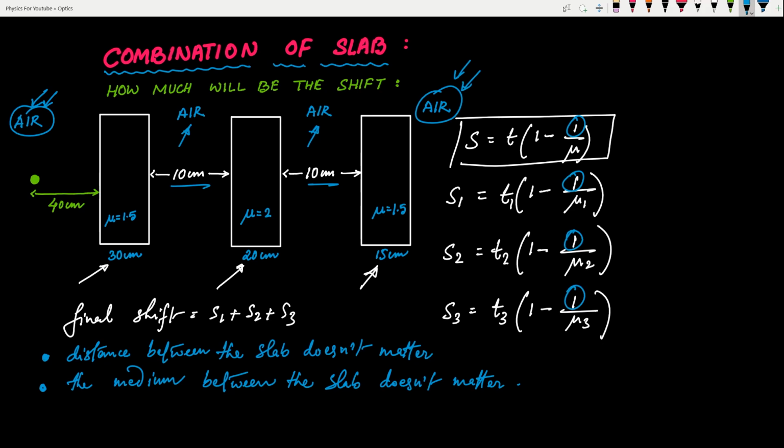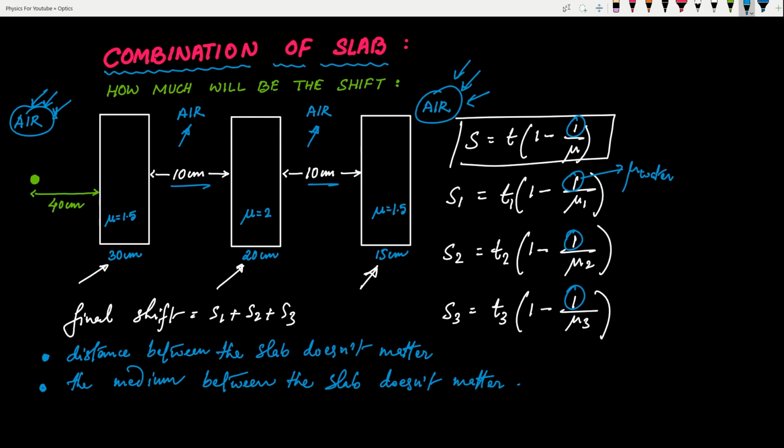Okay, if another material was used, for example a different medium like water, and then this side should also be water, then we would have used mu of water in every case. Okay, I hope this much is clear. If this is clear, then things are easy.